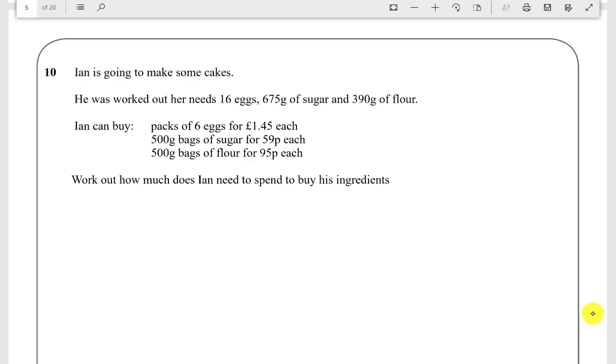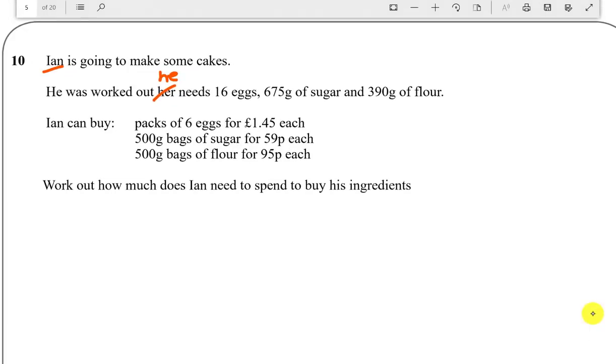So we need to work out how many packs he needs to buy first. Ian is a boy's name, a male name, so write down he here. So how many packs? 6 eggs for £1.45 each, and he needs 16 eggs. So that will give us 3 packs.